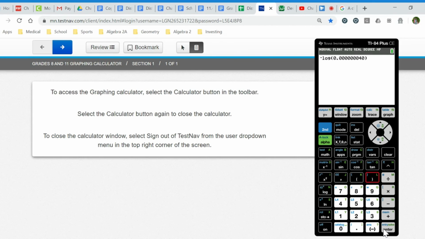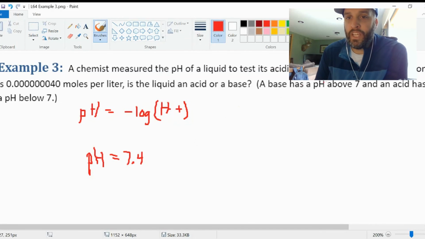So negative log of that value, we hit enter, and we get 7.39, so about 7.4. A pH level above 7 is a base, and below 7 is an acid. So in this particular case, our liquid would be a base.